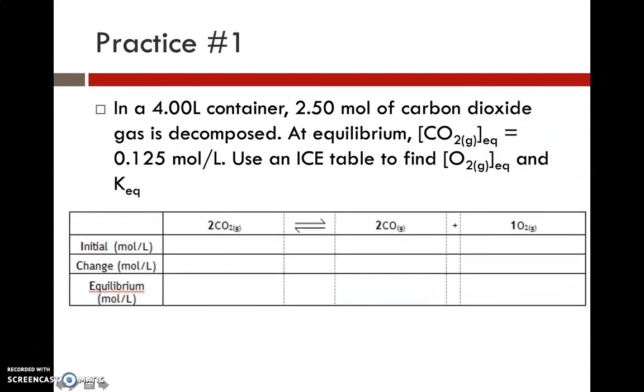So in our first practice problem, there's a 4-liter container, 2.5 moles of carbon dioxide is decomposing into carbon monoxide and oxygen gas. At equilibrium, we're given the concentration of the carbon dioxide, and we're going to use the ICE chart to find the concentration of oxygen and the equilibrium constant.